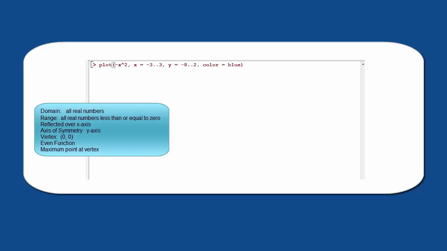Now let's plot another one. Okay, this time we're going to plot minus x squared. Remember, it's going to be reflected over the x-axis, and we'll have similar properties as we had with y equals x squared.